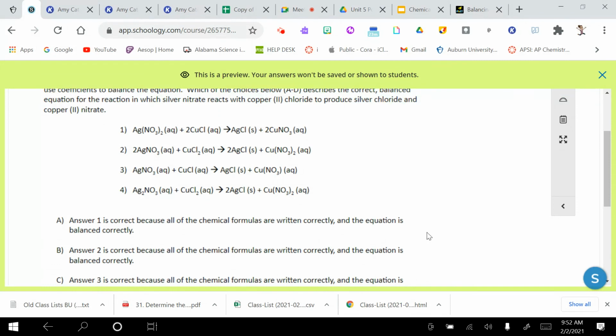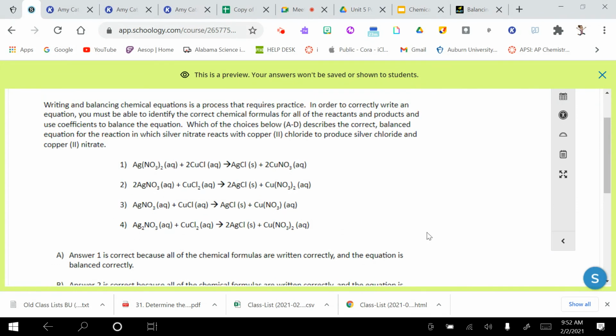All you have to do, listen. Before you come apart, I'm gonna explain what to do. You have to see which one of these is balanced correctly. If you read all of this, it's reading and writing about blah, blah, blah, you don't need all that in order to do it. Which of the choices below describes the correct balanced equation for silver nitrate and copper chloride to produce silver chloride and copper nitrate? So all they want to know is which one is balanced.